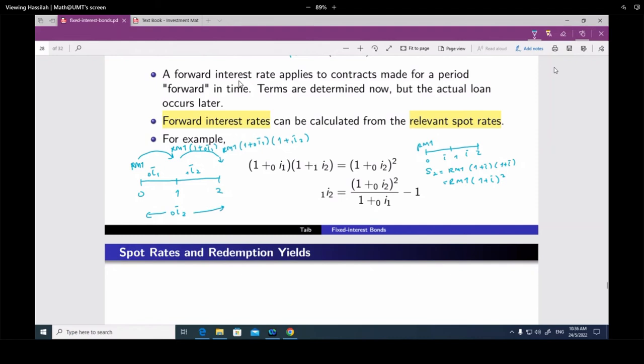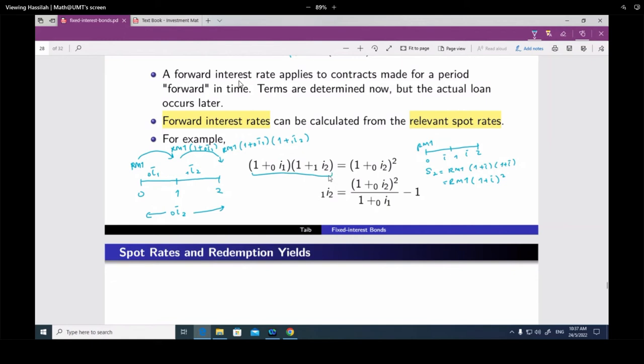But when we deal with spot rates, you have to consider each as a different interest. Okay. Alright. So that is the one on this side.